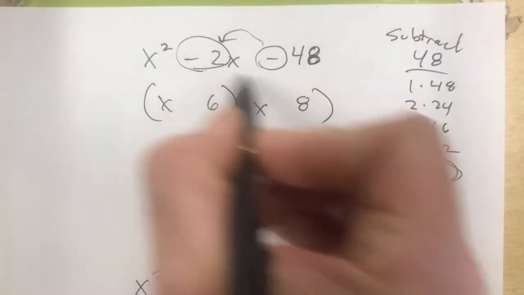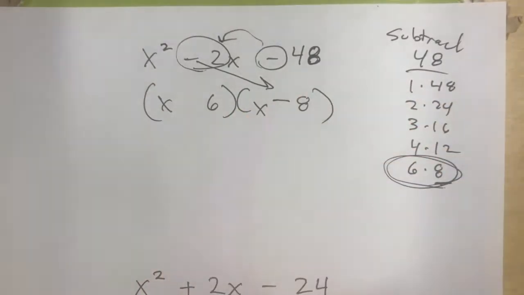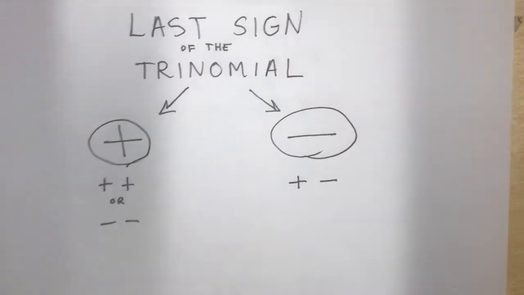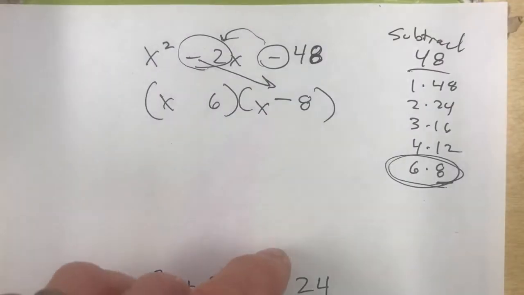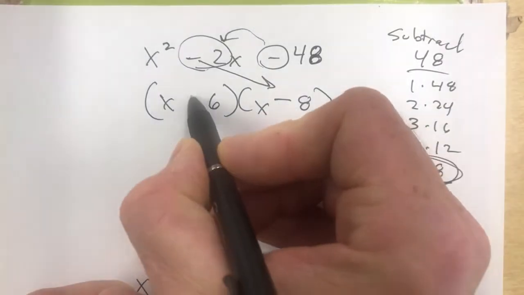This one here automatically goes to the big one. Now this last sign, the last sign's a minus, which means I have to have a positive and a negative. So I've already got a negative. That has to be a positive.